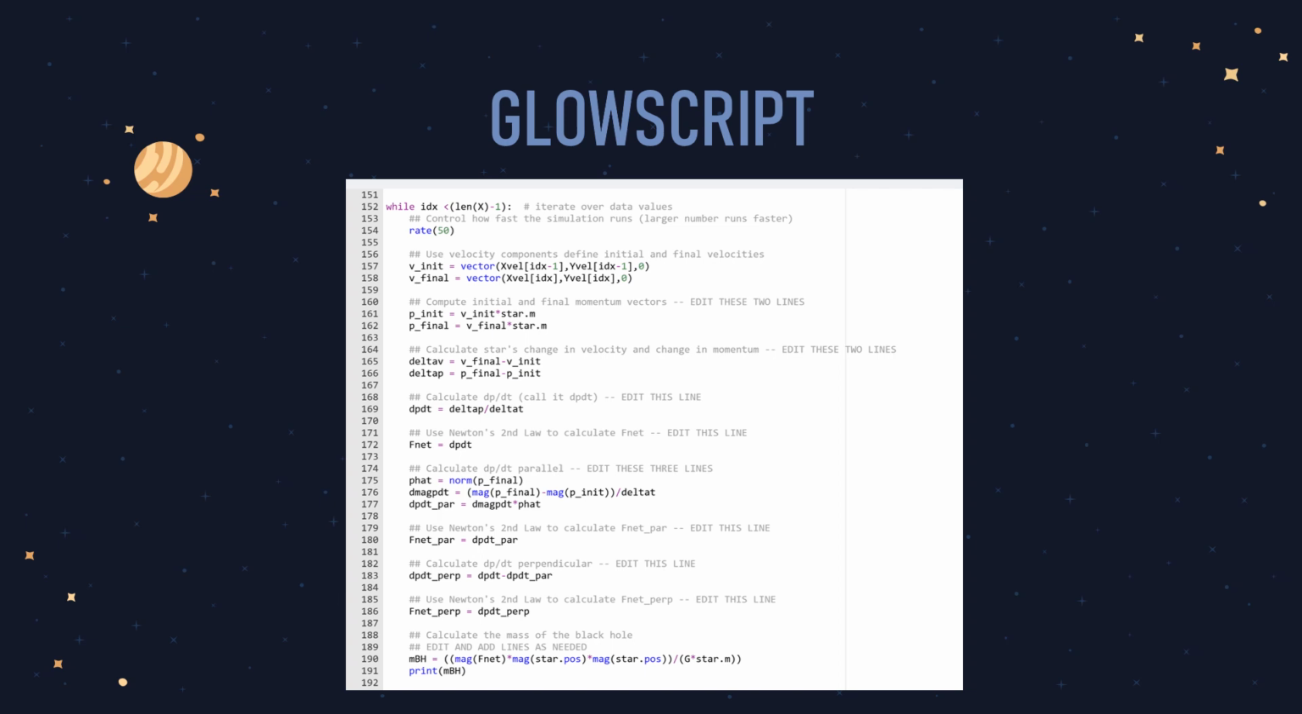So here are the next computational steps I did to find the parallel and perpendicular components of the momentum. This will help us find the net force acting on our system, which is the star. And then if you look at line 190, that is very important. This line calculates the mass of the black hole at all given time increments by using the change of momentum over time formula times the distance squared over GM. Which, if you remember, is the equation that we derived early in the video that I said would be important.